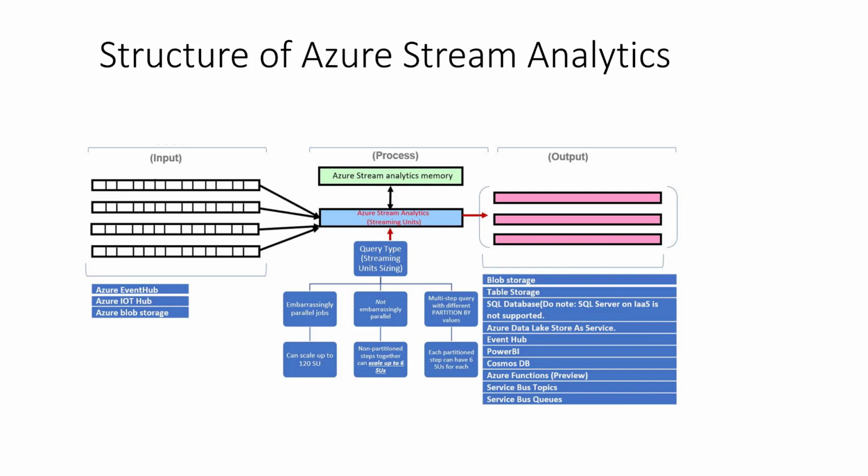So this gives you a very clear picture of the structure of the Stream Analytics system. As you can see, it's very versatile. It accepts multiple types of inputs, the process is extremely powerful, and so is the output. I hope this gives you a very good understanding of how Azure Stream Analytics is structured.